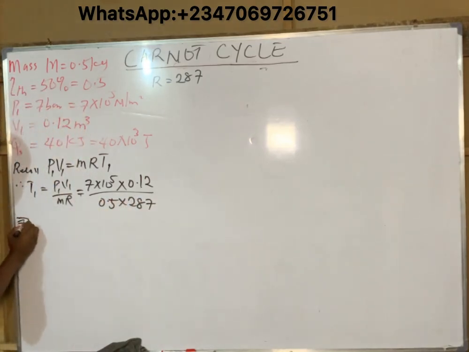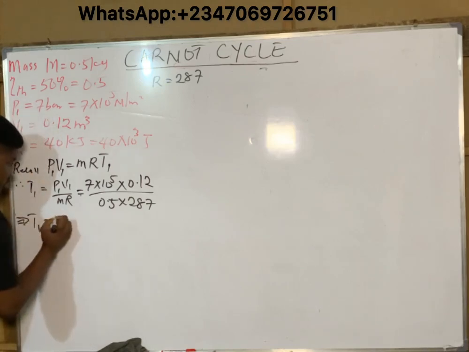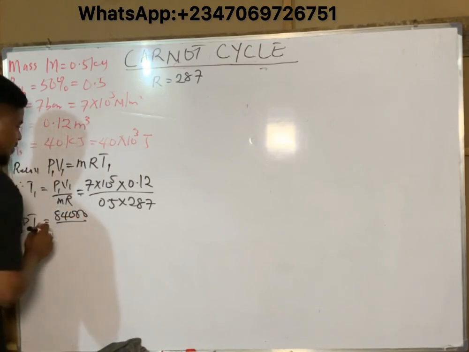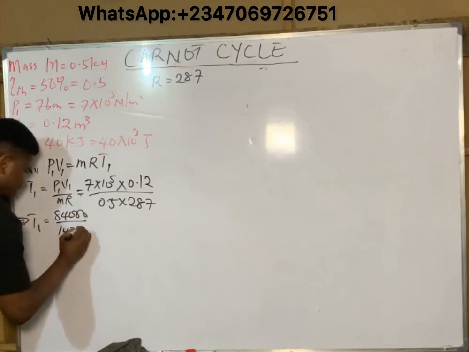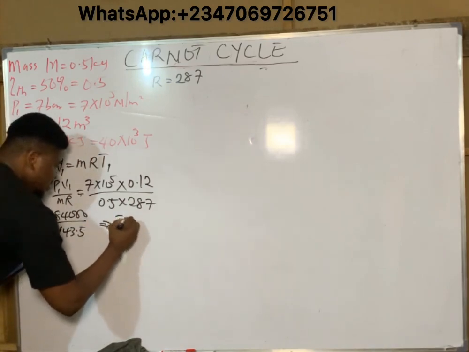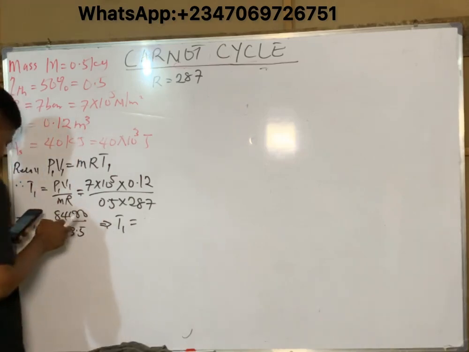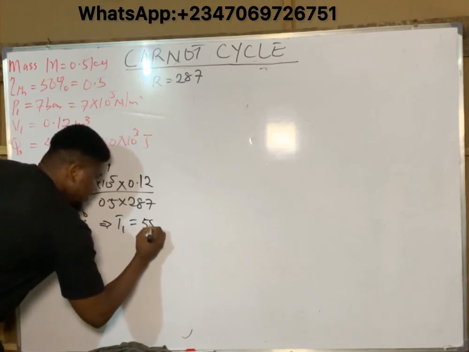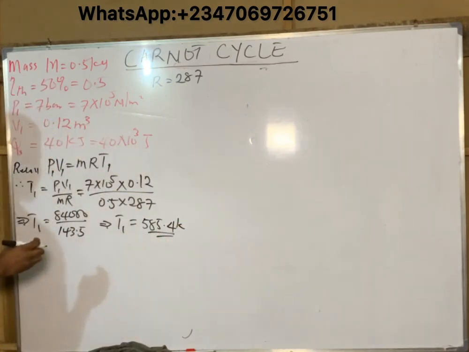So this implies that the initial temperature T1 is going to be equal to, so let's get the product of the numerator. The numerator gives us 84,000 divided by 0.5 times 287. That gives us 143.5. So this implies that our initial temperature T1 becomes 84,000 divided by that answer. That gives us 585.4 approximately. So T1 is 585.4 Kelvin. So this becomes our first temperature.